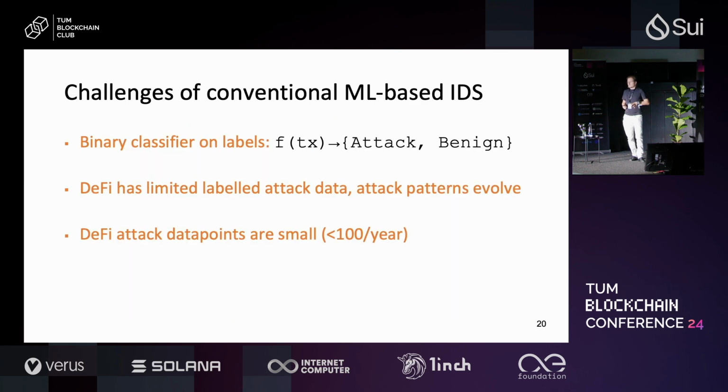The challenge of using conventional ML-based intrusion detection systems is that we typically need a binary classifier, some function that says, okay, this is either an attack or a benign transaction. And we have roughly 400 attacks out there against smart contracts, high-value attacks, in fact, each above $100,000 in value. But 400 is nothing for traditional machine learning methods. So the labeled attack data is still really narrow, and attack patterns do evolve. Attackers do get smarter over time.